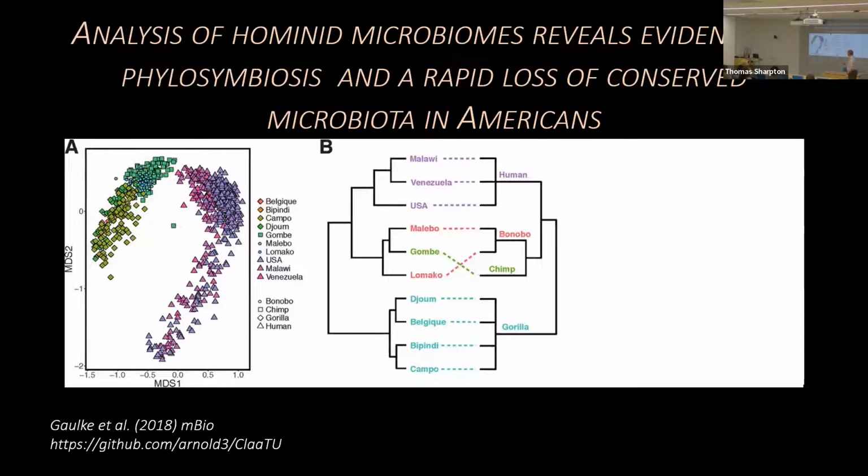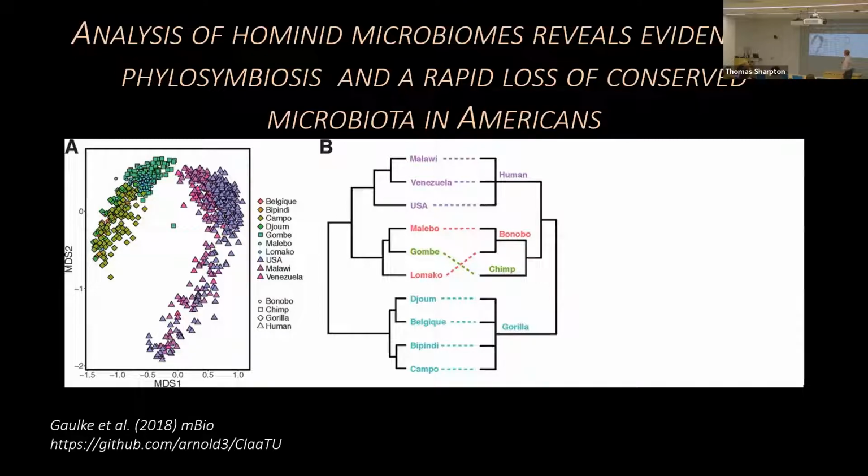And we used it on some data that Howard Ochman's group generated a long time ago at this point, where they had a variety of different non-human primate communities or populations that were sampled, as well as Western individuals, or individuals in the United States, as well as what they called non-Western individuals, individuals from Malawi and Venezuela. And what we ended up finding is that there were very strong species-specific effects in the composition of the microbiome.